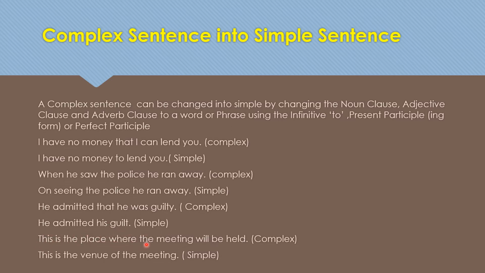This is the place where the meeting will be held. Complex. This is the place, main clause; where the meeting will be held, subordinate clause. Therefore, it's a complex sentence. So, we have changed it into the simple by changing the clause to a word or a phrase. We have to shorten it. So, we have to write it as: this is the venue of the meeting. So, instead of place, I have written venue. You can also keep it as place. This is the place of the meeting, or this is the venue of the meeting.